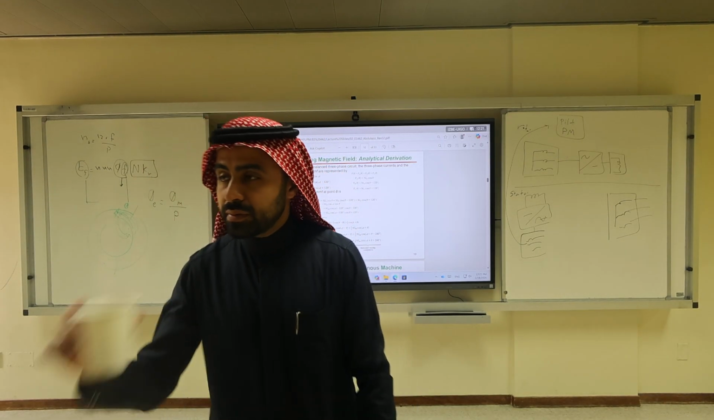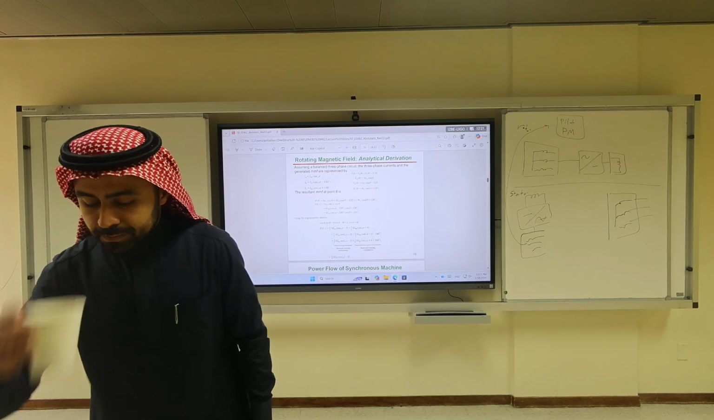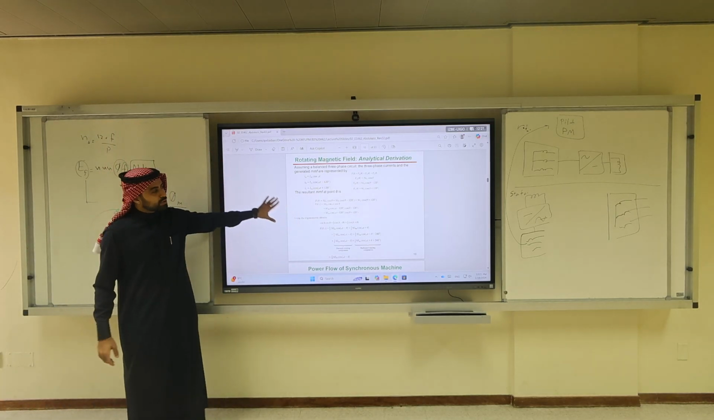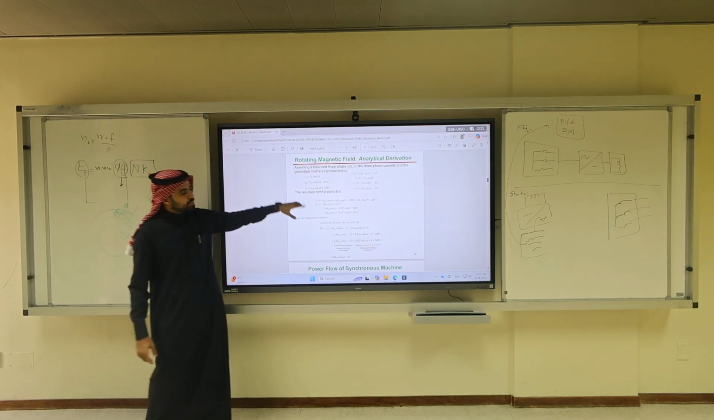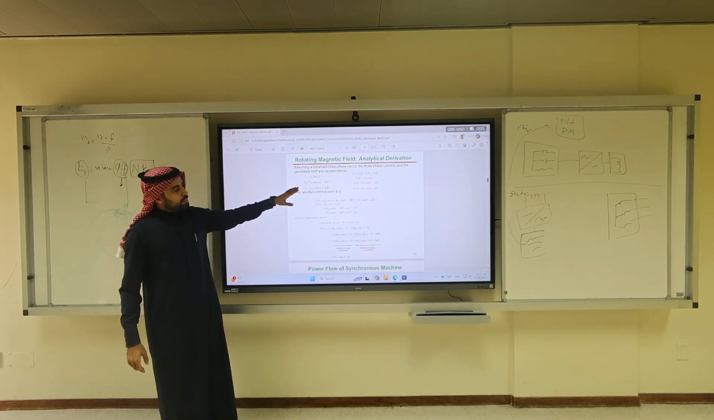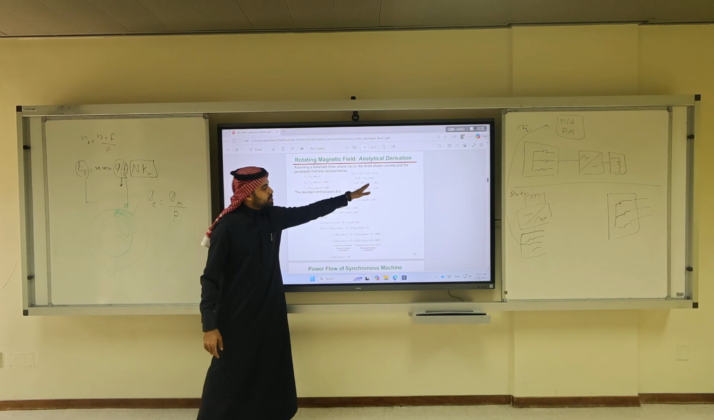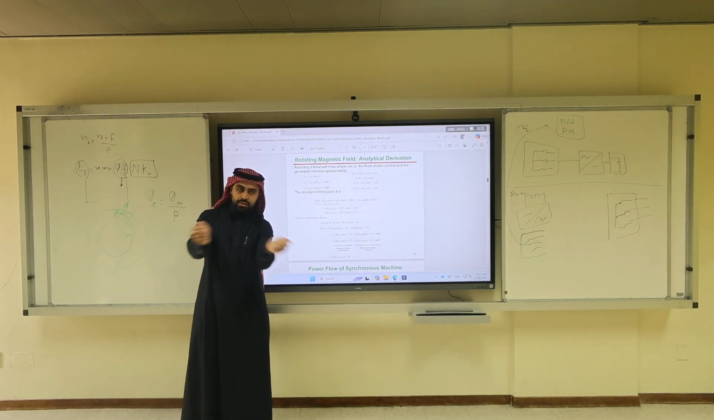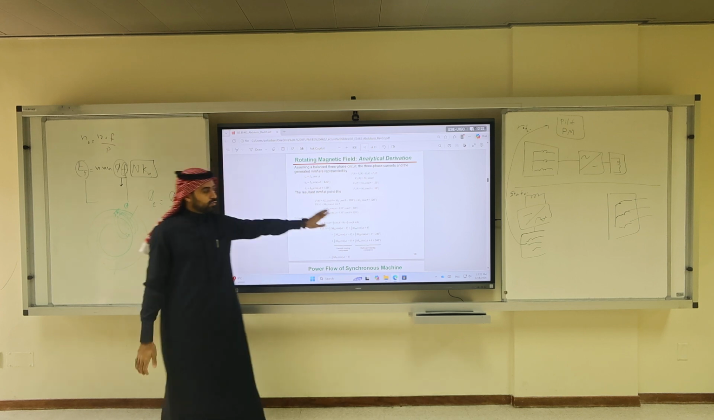So any question? You don't need to know the details for now. We're going to explain it. But for now, understand that cosine(theta minus 2 pi over 3) has to do with where your windings are inserted, the physical location of them.